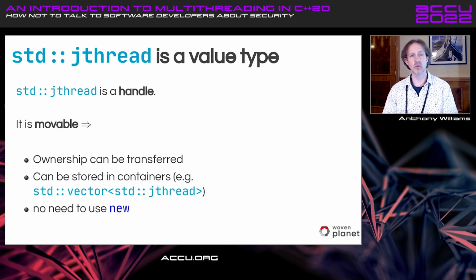Important thing to note is the handle. It's a value type and it's movable. It's not copyable, but it's movable. So you can transfer ownership of a thread between JThread objects. It means you can store it in containers. You can have a vector of JThread, and there is no need to use new. The number of times I've seen people write new standard thread, whatever. No, it's like, please don't. It's already a handle. You don't then need to dynamically allocate it. And obviously, if people are coming from something like Java, where that's just how you write objects, then maybe, but yeah, don't do that. There's no need.